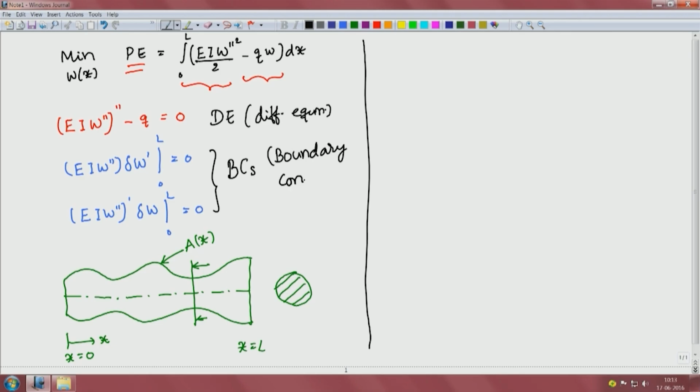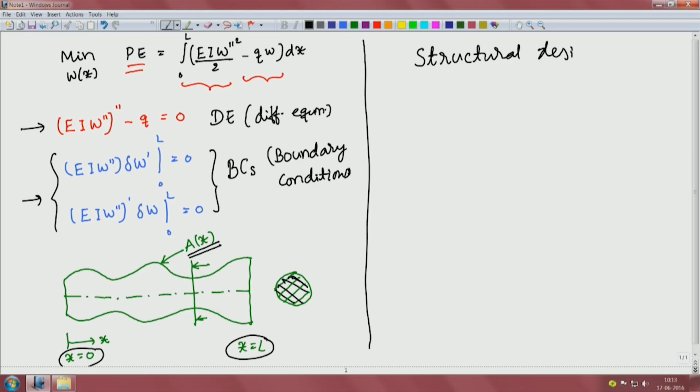This is for a beam which has variable cross section, that is A is a function of x, x goes from x equal to 0 to x equal to L, and this is the cross section. At different values of x you have changing cross section, and for such a thing this is the differential equation and these are the boundary conditions. Okay. Now, let us go to the structural design problem.